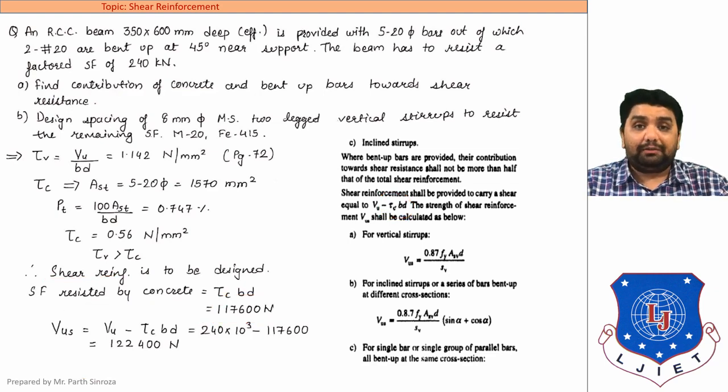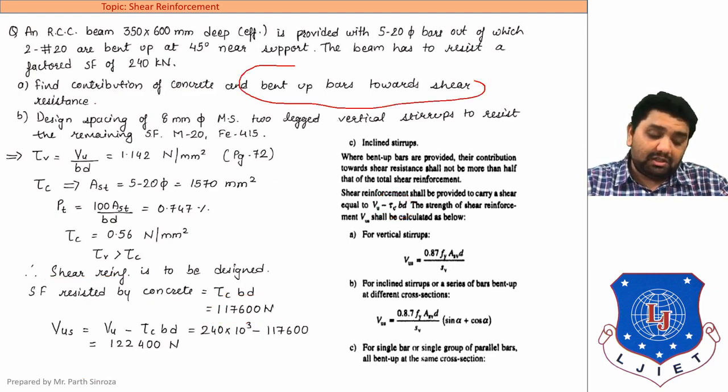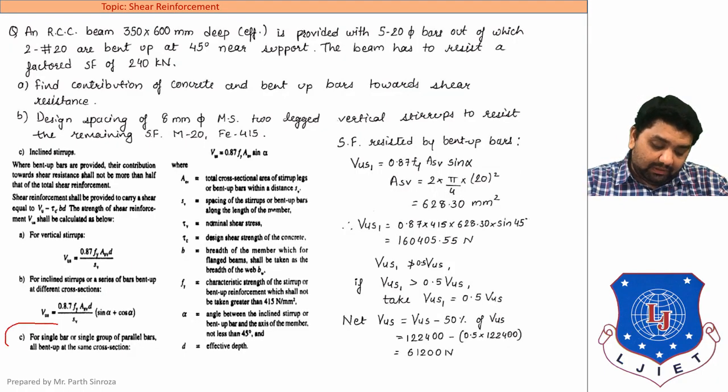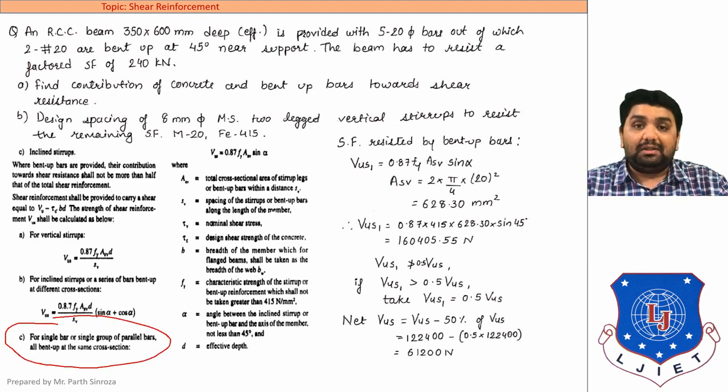Now we will do something different, that is to find the shear that is resisted by bent-up bars, and for that we will again be using this page, that is page 73, but another equation. You can see here clause C is mentioned in the same page, that is page 73. It states that for a single bar or single group of parallel bars that are bent up at the same cross section. So this equation is to be used when bent-up bars are given in the question, or when the bars are bent at some angle. Here it is mentioned as 45 degree.